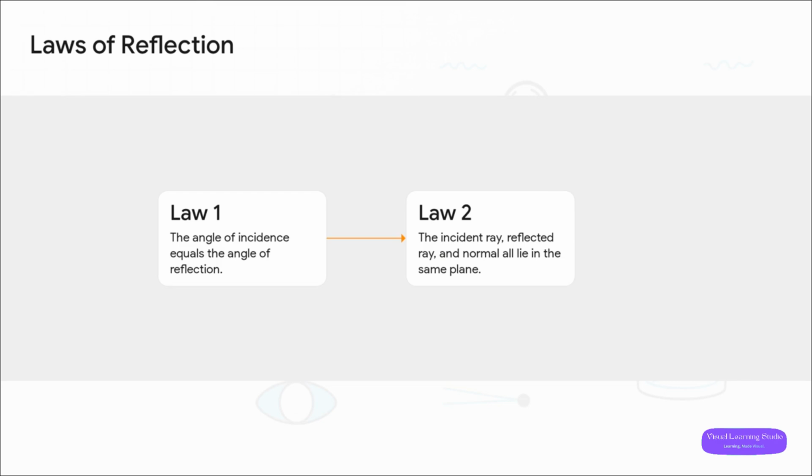Law number 1, the angle the light comes in at is the exact same as the angle it bounces out at. Simple, right? And law number 2, the incoming ray, the outgoing ray, and our imaginary normal line all sit on the same flat plane, like you drew them all on one sheet of paper.